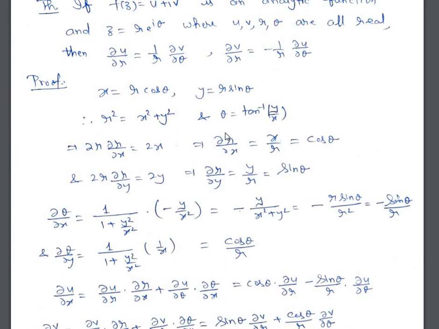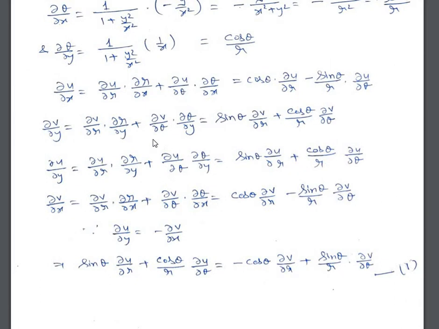And now differentiate theta partially with respect to y. So we have ∂theta/∂y is equal to 1 upon 1 plus y square upon x square into derivative of y with respect to y is 1. So we are left with 1 upon x. Again you simplify it and put x is equal to r cos theta, and we will get this as cos theta upon r. So ∂theta/∂x is minus sin theta upon r, ∂theta/∂y is cos theta upon r.